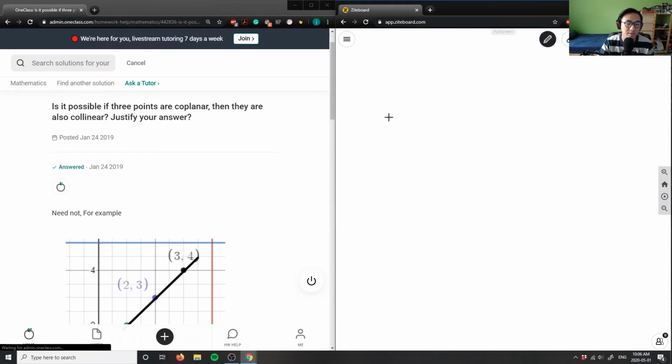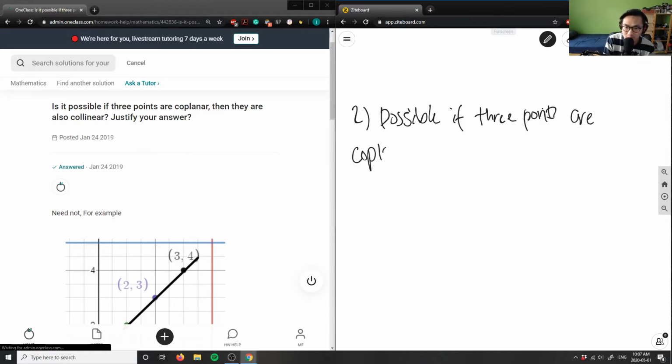Number 2 is asking, is it possible if 3 points are coplanar, then they are also collinear? Justify your answer. So, possible if 3 points are coplanar, then they are collinear.